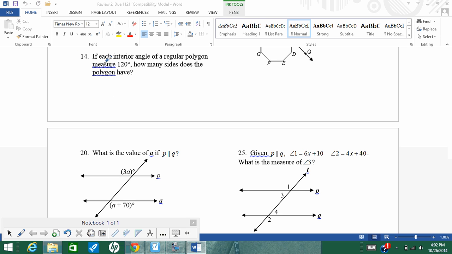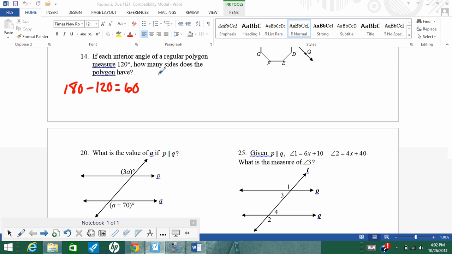So I'll start with number 14. We're finding each interior angle of a regular polygon is 120. We want to know how many sides the polygon has. So a quick way we can do this is, in a regular polygon or any polygon, an exterior angle is supplementary to the interior angle. So I can find the exterior angle by doing 180 minus 120, and that gives me 60 degrees.